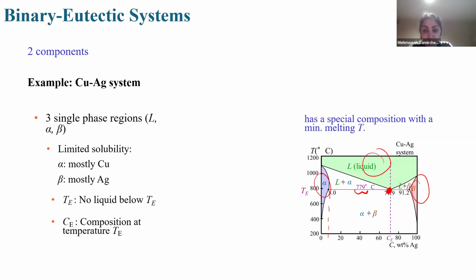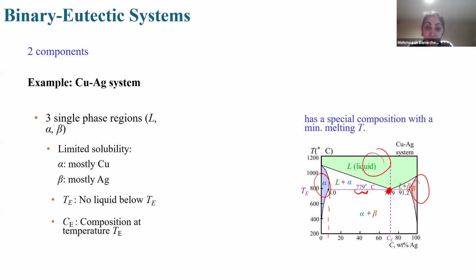at the eutectic temperature. The beta phase, as you see here, shown by the orange color, is mostly Ag. If you look at here, the minimum Ag is 91.2 and reaches 100%. So the beta phase is mostly Ag with a small amount of Cu soluble in it. The rest of the alloy cannot dissolve in the phase and forms another solid phase.